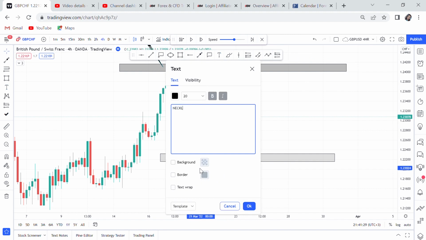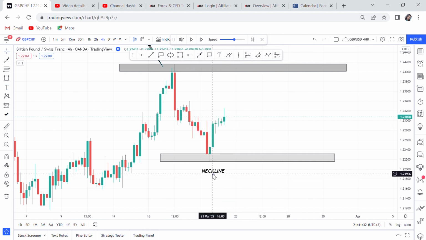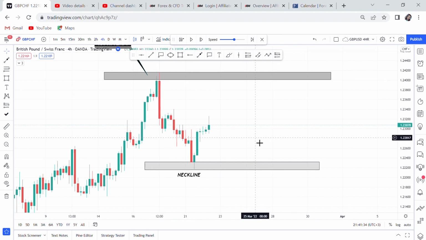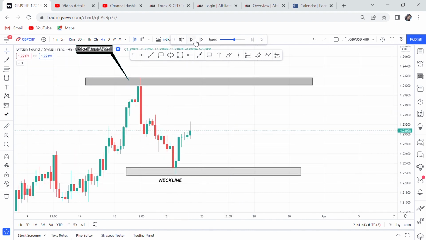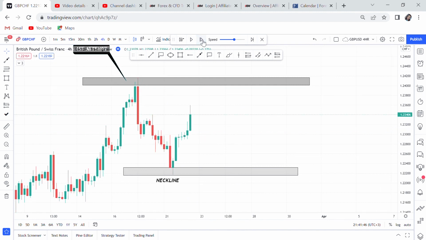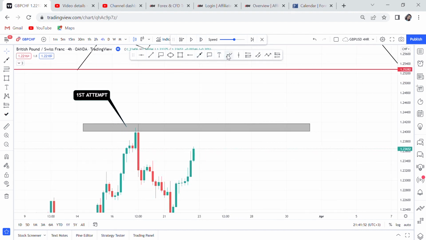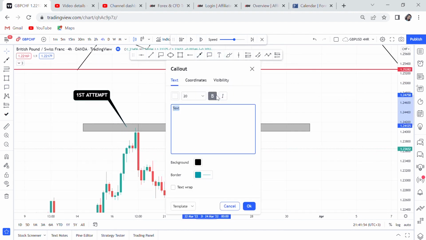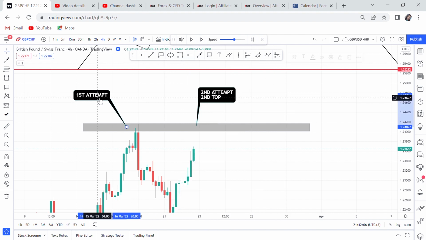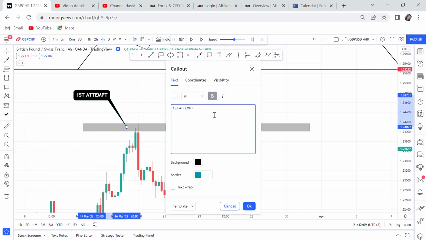Our neckline is where we have said, if you want to hit TP after you have gotten all the confirmation, our TP is this zone. Don't target more than this. So let's play and see what happens when the market starts approaching our second zone. You can write, I write second attempt of second top, whichever you want. You can say second attempt, second top. This was the first attempt, first top, so that you are alert.